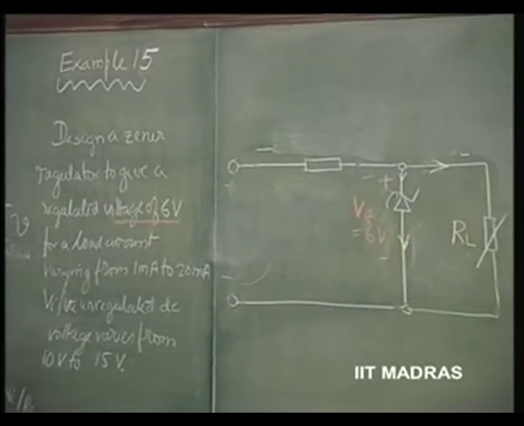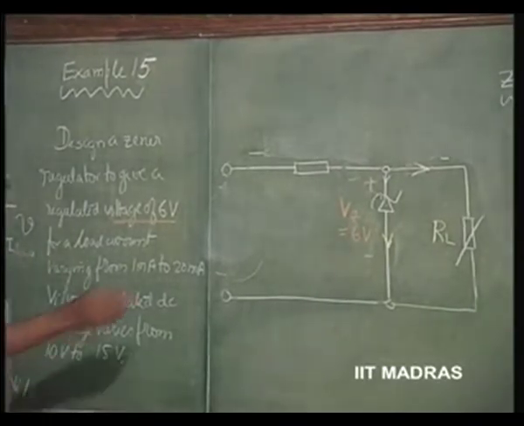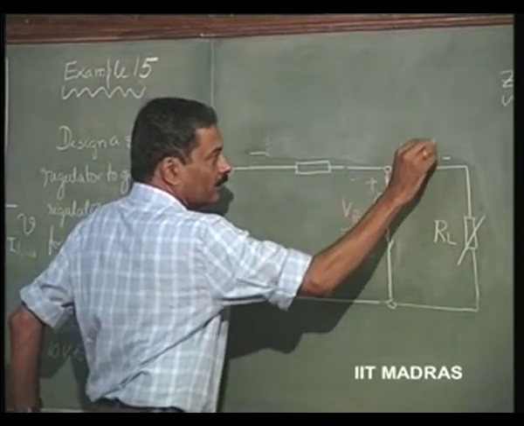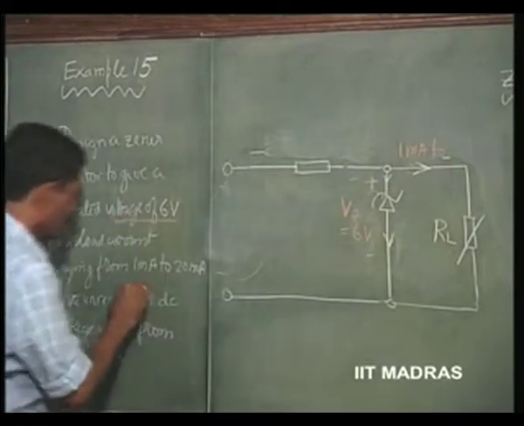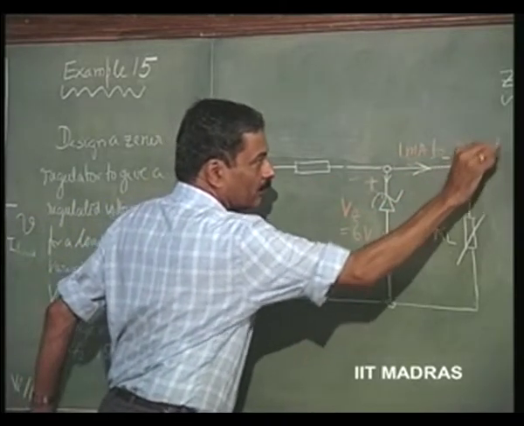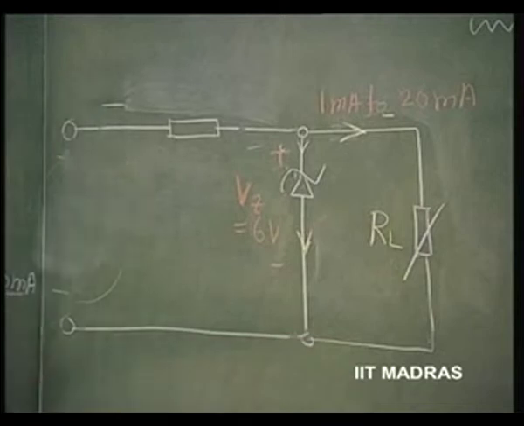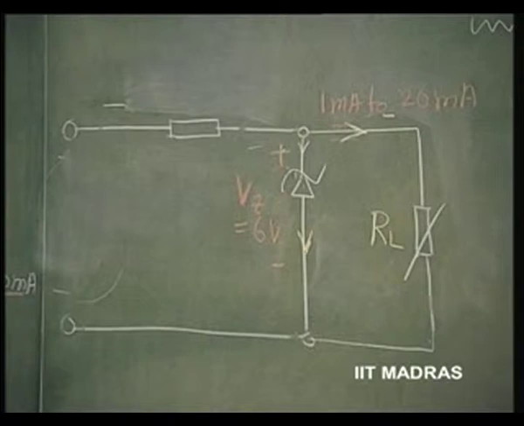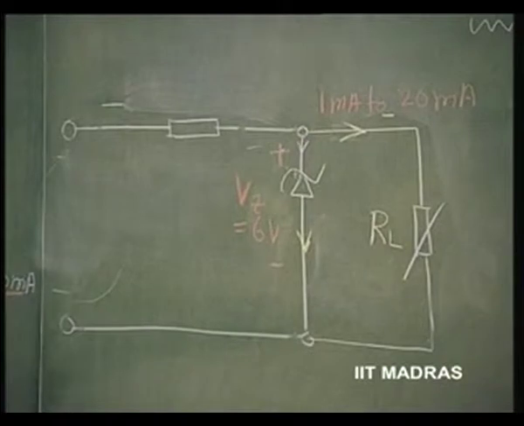The regulated voltage of 6 volts is for a load current varying from 1 milliampere to 20 milliamperes. This current is varying because the load is changing, say from 1 milliampere to 20 milliamperes. That can also be given in terms of the load changing from 6K to about 300 ohms.